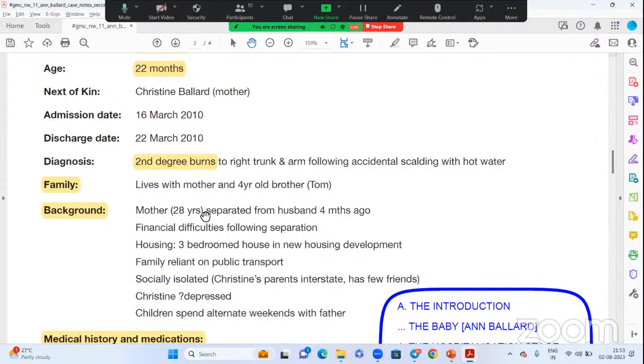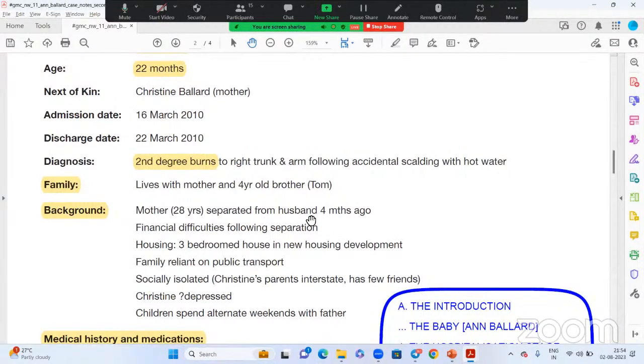Christine Ballard has been recently separated from her husband. If you say recently, then no need to say 4 months ago. If you say 4 months ago, no need to say recently. Be very careful. Recently means 4 months, and 4 months means recently. So use either 4 months ago or use recently. Now we are writing about Anne's mother.